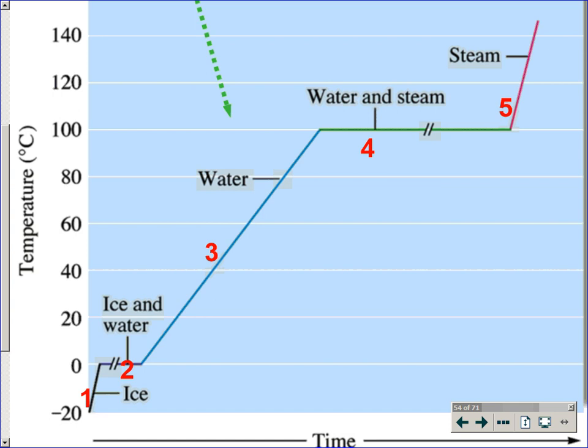So x-axis is time, y-axis is temperature in Celsius. Remember, again, we are using Celsius a lot as opposed to Kelvin. You can pull your reference in the back of one of the papers that's provided to you.